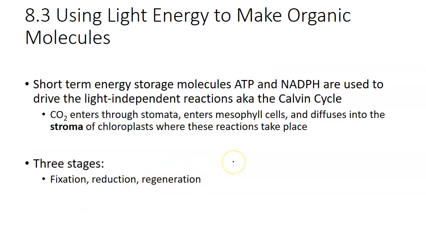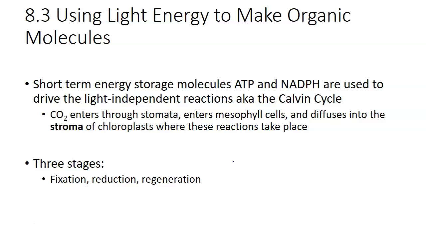Okay, so all of that ATP and NADPH that were made in the light-dependent reactions, those are going to represent, again, short-term energy storage molecules, not long-term, short-term. We need a long-term energy storage molecule. That's going to be the end product of this process. So all of that ATP and NADPH produced in that first set of reactions is going to be used to drive this second stage. Okay, which again is called either the light-independent reactions or the Calvin cycle, formerly known as the dark reactions.